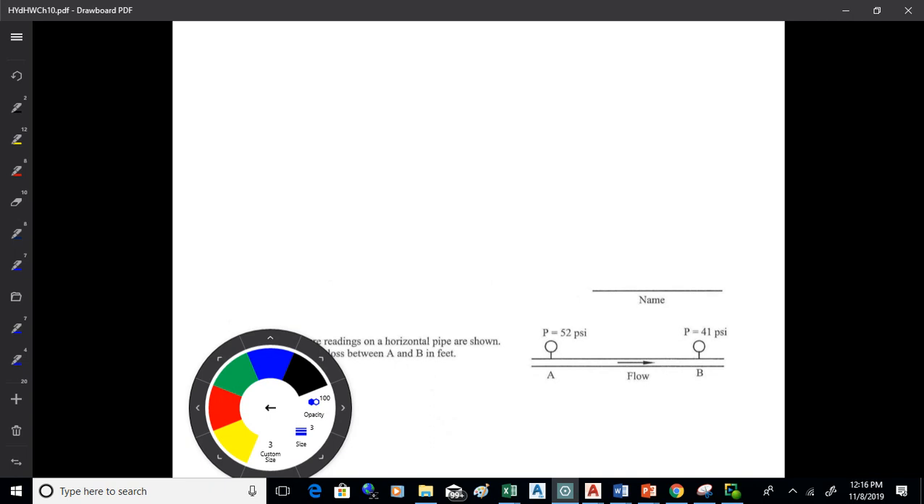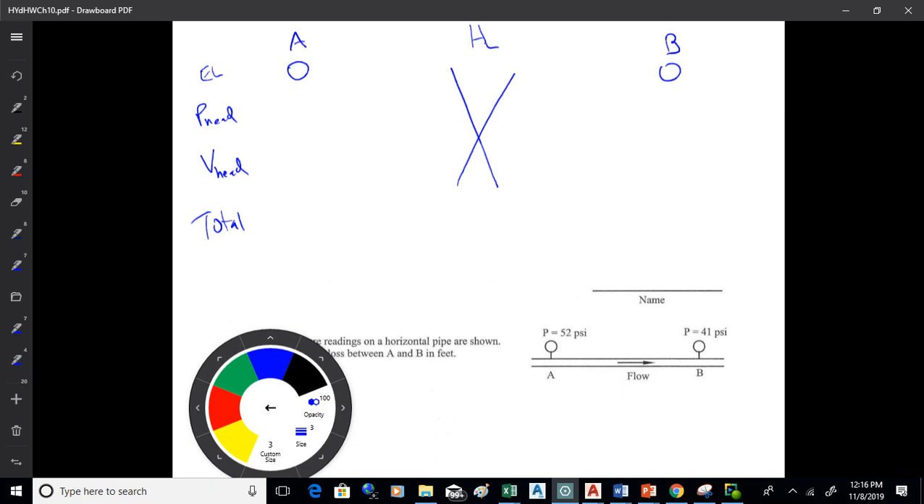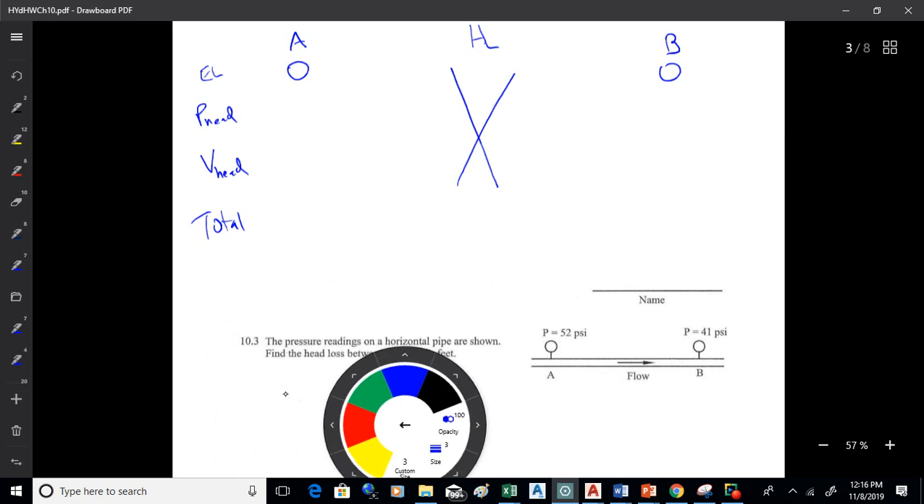So that one there, you're going to have 52 psi. It looks like the pipe is flat, okay? So I would assume that to be the case. So you're going to have elevation, pressure head, and then velocity head, and then the total. And then you can have A and B, and then the head loss in between. So on this one, the elevations are 0. And we just want to find the head loss.